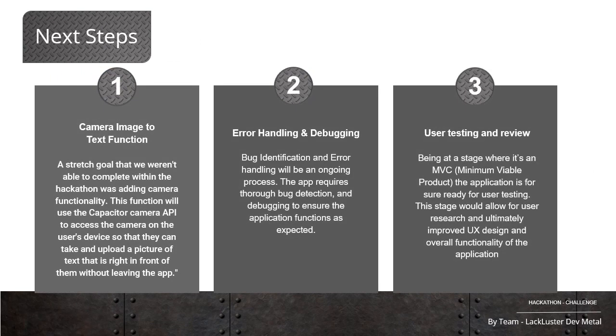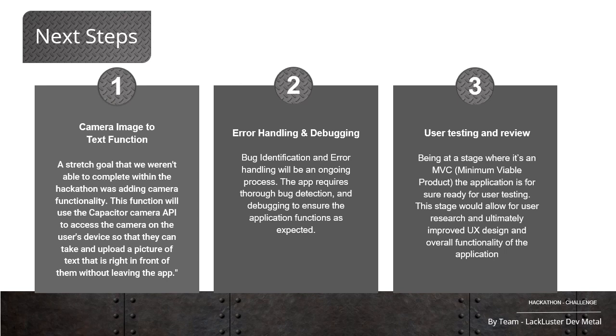Next steps. Camera image to text function. A stretch goal that we weren't able to complete within the hackathon was adding camera functionality. The function will use the Capacitor camera API to access the camera on the user's device so that they can take and upload a picture of text that is right in front of them without leaving the app.